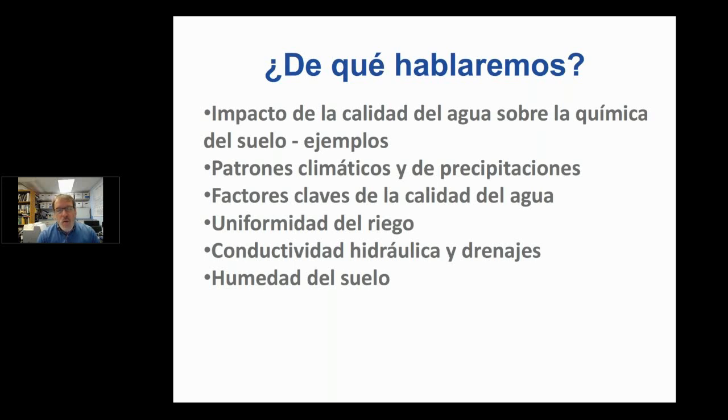We'll look at key water quality factors, and there's not as many as you'd think that you need to worry about as far as whether water is going to work on a particular location. Then big issues with irrigation distribution, hydraulic conductivity and drainage. Those things kind of work together. And then soil moisture issues, because they tie in. You can have a soil that drains really well but doesn't hold enough water to get you through a day.